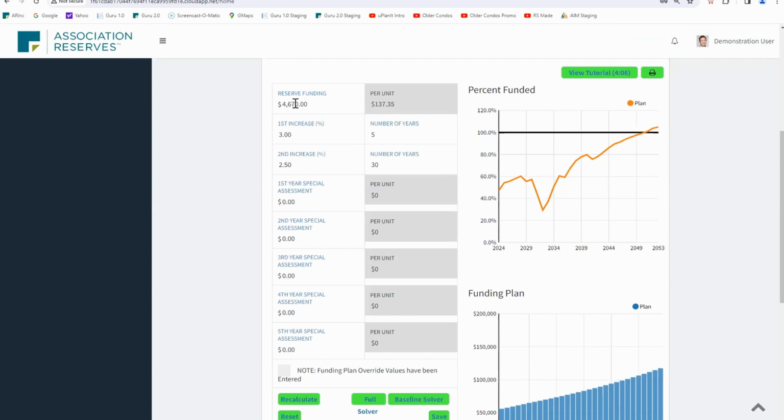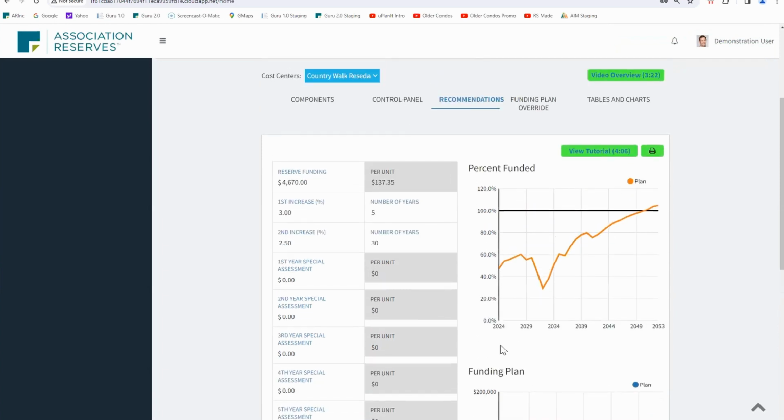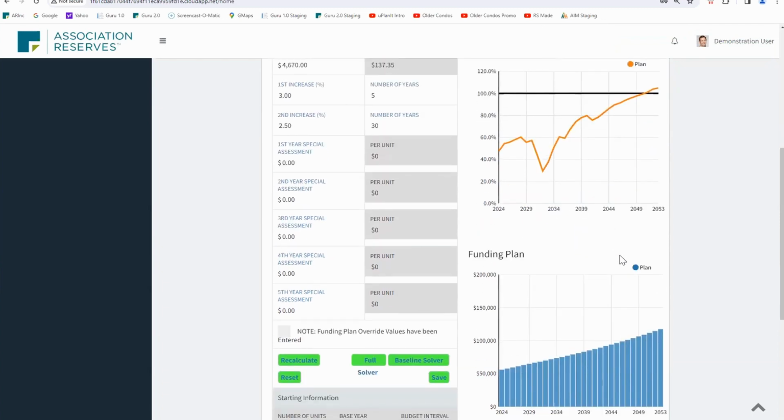When you have less cash to start with, it's almost like getting on the freeway. If you start real slow, you have to step on the gas pretty hard to get up to freeway speed. And this association, we started them with $100,000 less. And they're going to need to stand on the accelerator a little bit with higher reserve transfers for a little while to build up the strength of their reserve fund.